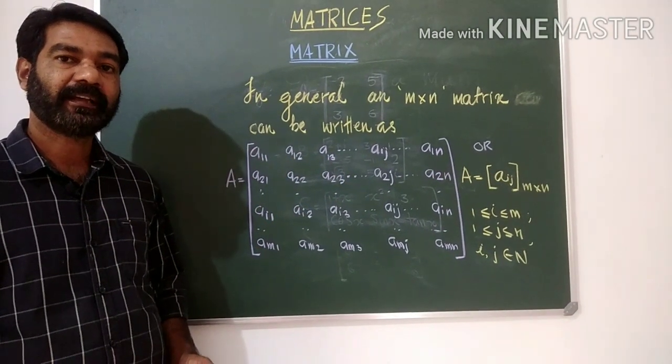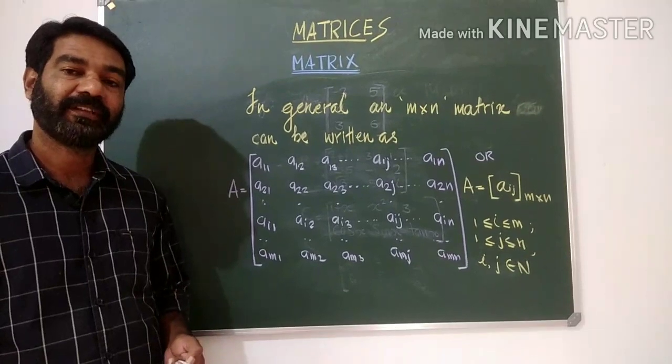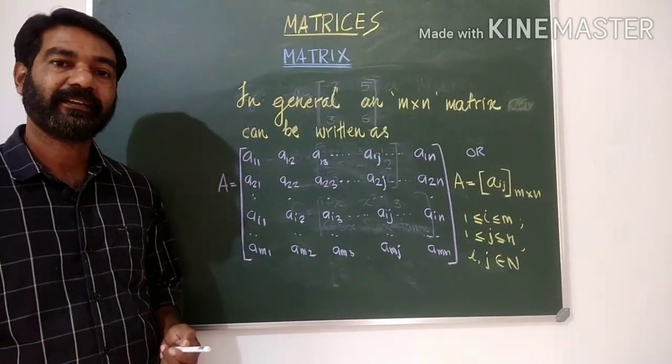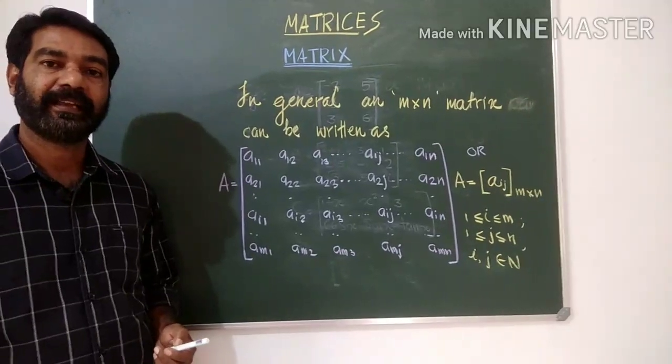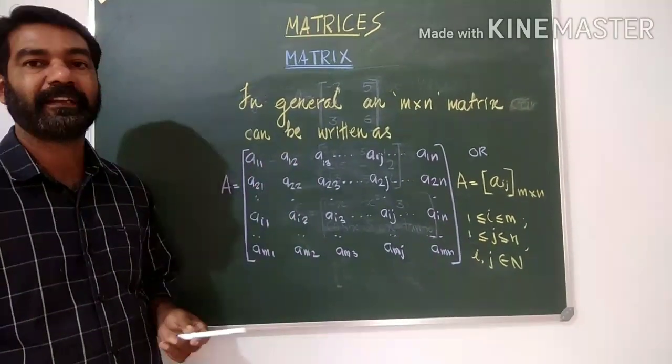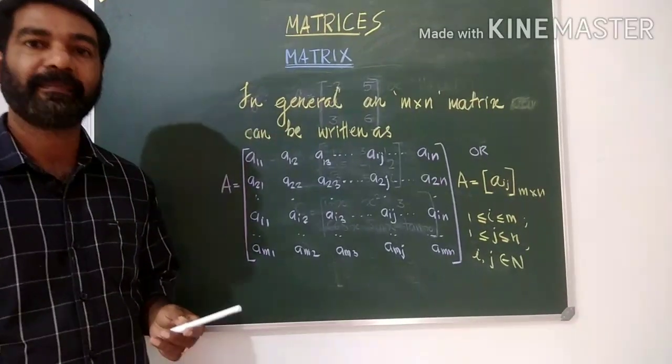So, a matrix having m rows and n columns is called an m by n matrix. Here, a general m by n matrix we can write as follows.